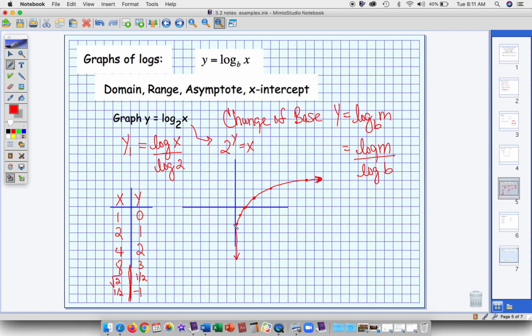So that's the basic shape of the parent function of any log graph, which again is a reflection. Remember how our graphs reflect when they're inverses. They reflect over that line y equals x. The exponential graph looked something like this. So if you plotted log base 2 of x and 2 to the x, both on your calculator screen, you'll get a nice picture of that symmetry.